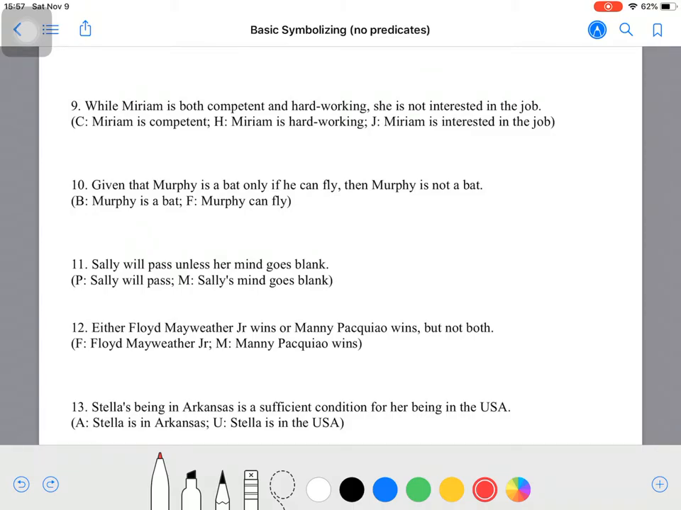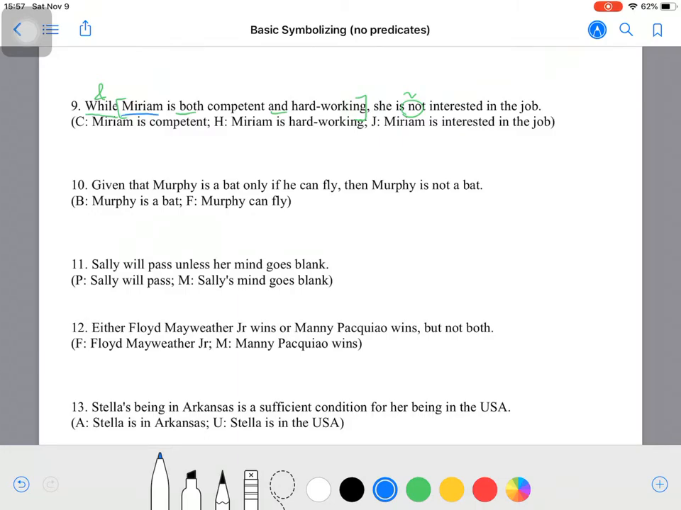So let's start with number 9. While Miriam is both competent and hardworking, she is not interested in the job. So this one, a little bit vague to begin with, possibly. But just know that we translate "while" as an "and." So we know that Miriam is both, then we have another both and, then we have a not.